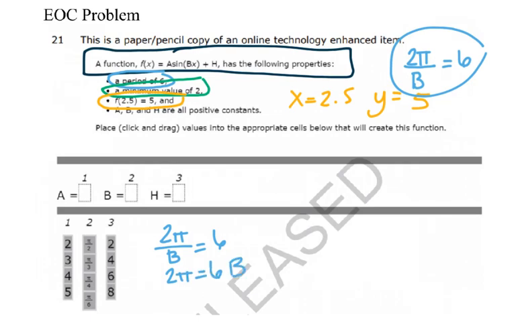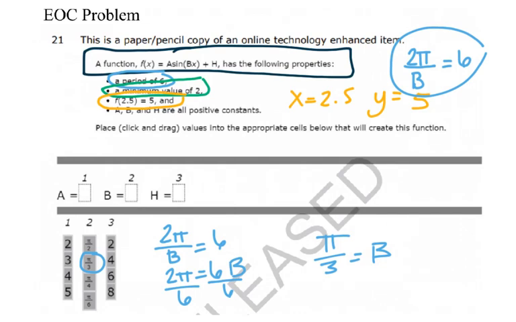And then if I wanted to get b by itself, I would have to divide by 6. So 2 pi divided by 6 is pi over 3. So now I know that b equals pi over 3.